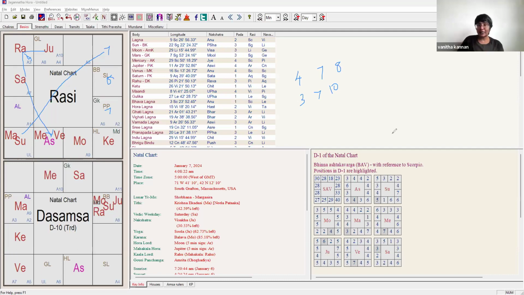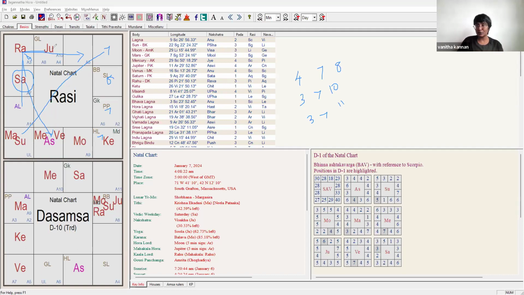Now we'll move on to Rahu. Rahu has 3, 7, 11. It goes with backward motion. So 1, 2, 3. 4, 5, 6. So it passes the Lagna. This is the 7th one. 8, 9, 10, 11. So this is the final aspect. So Rahu is not aspecting the Lagna.